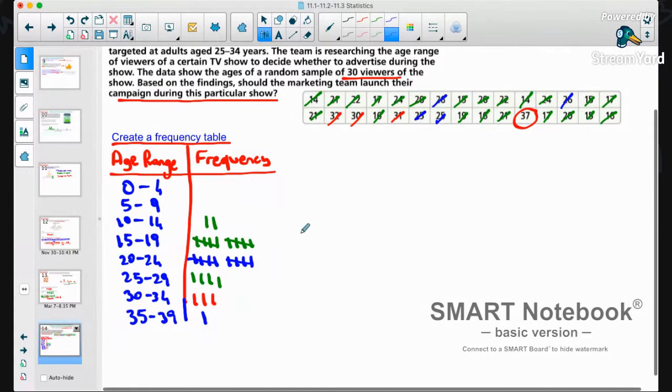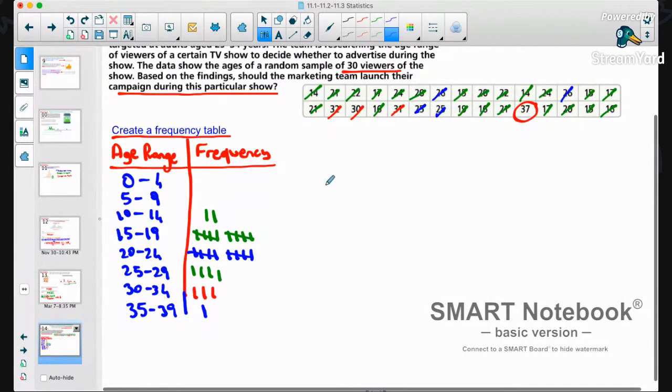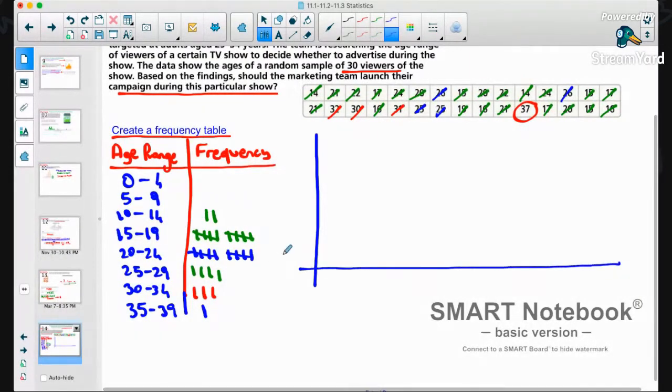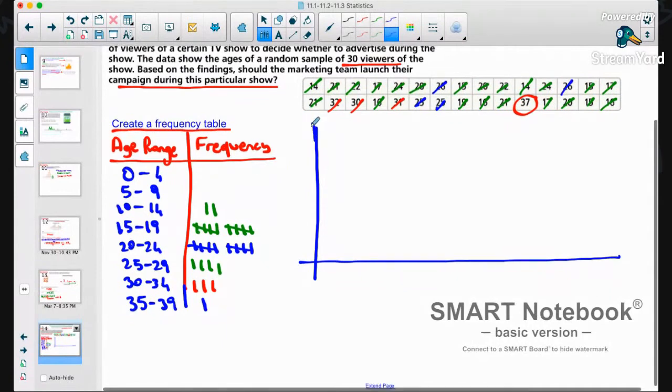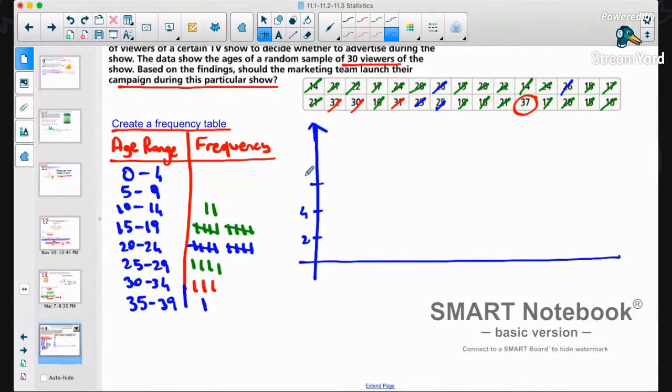All right, now let's create my histogram. When you look at that, the highest frequency is 10, so your highest frequency is going to be 10. We can plot the points over here 2 by 2. This is 2, this is 4, this is 6, 8, and 10. This is frequency, and this is the age range.